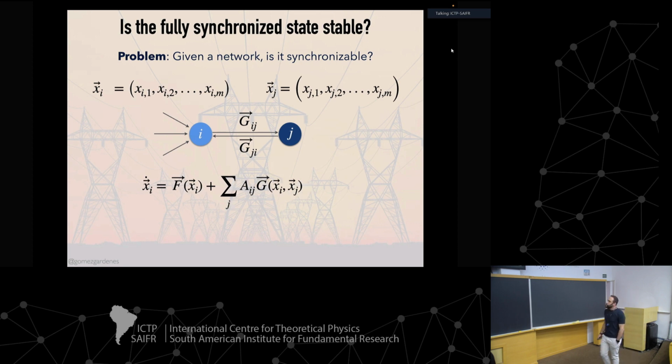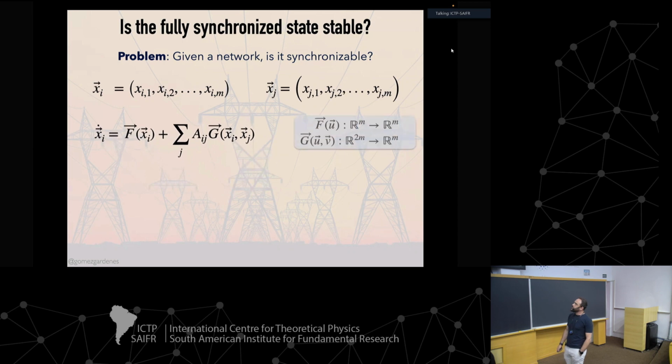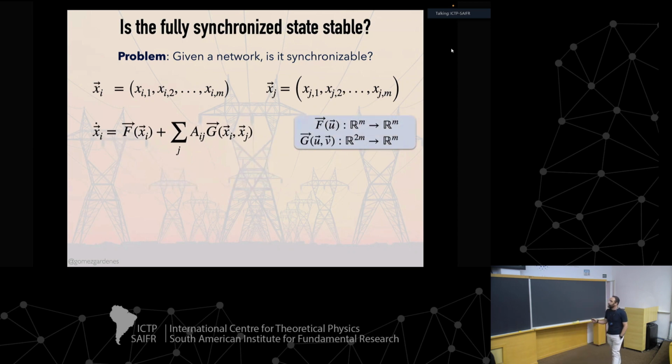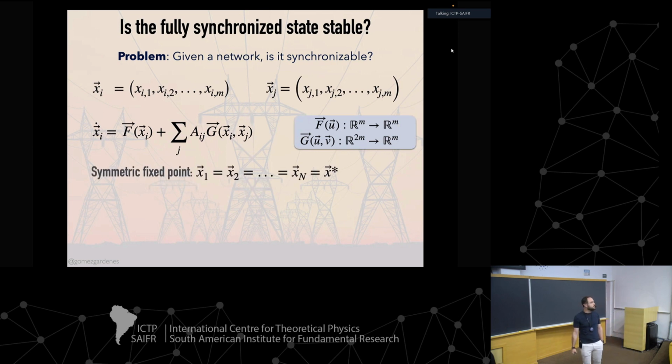Okay, so now we have this equation. The function f is R^m to R^m. The function g is R^2m to R^m. It can be whatever, it can be a Rössler system, for instance. And now the thing is that we are starting with a symmetric fixed point, which means that the system is in a fixed point of the dynamics, and the value of this fixed point for each node is the same. It's identical.